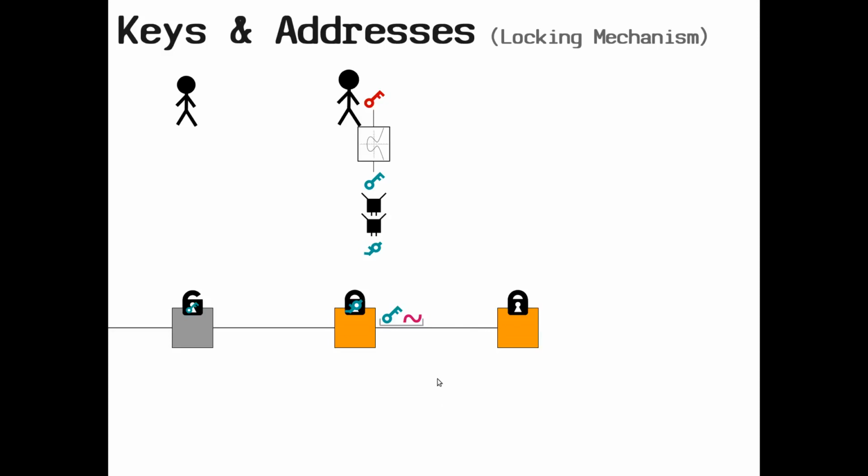Because if it's a new address, then again we don't know the public key for that new hash 160. Exactly. So I'm glad that made sense.